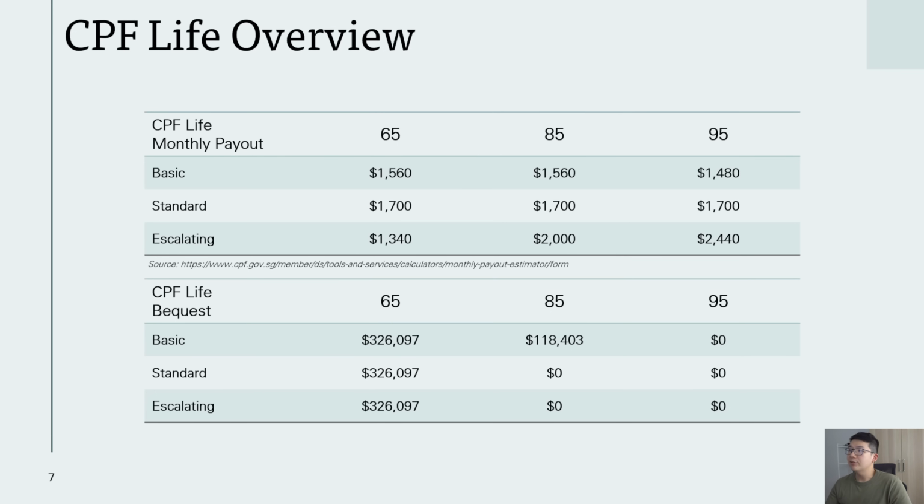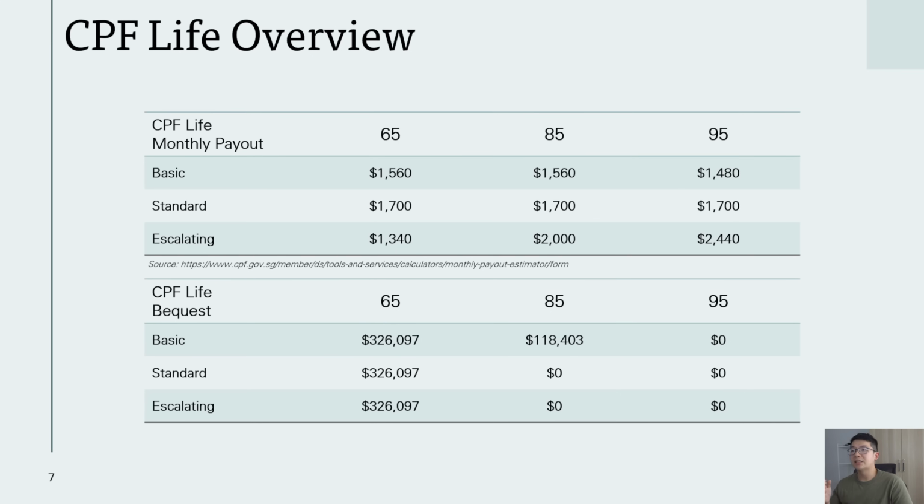And at age 85, the basic is still 1,560, standard is still the same 1,007, but the escalating grows to $1,000 per month. And at 95, the basic plan actually dips to $1,480, standard plan is $1,007 still, and the escalating plan grows to $2,440. And for the bequest amount for the basic, standard, escalating, these are the calculations I came up with.